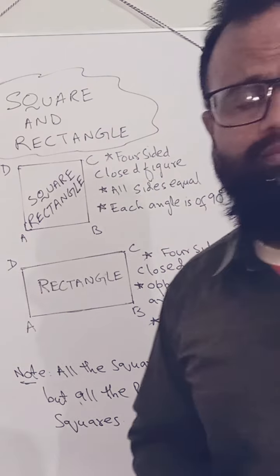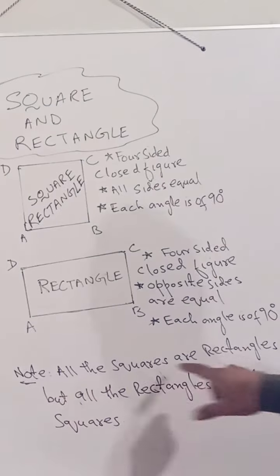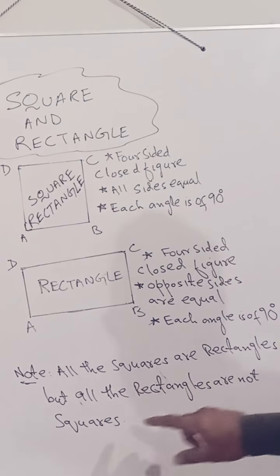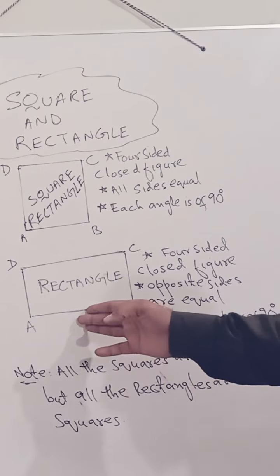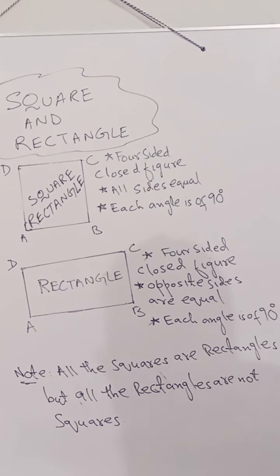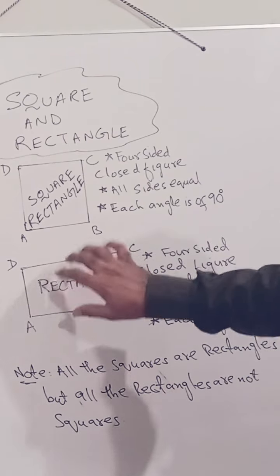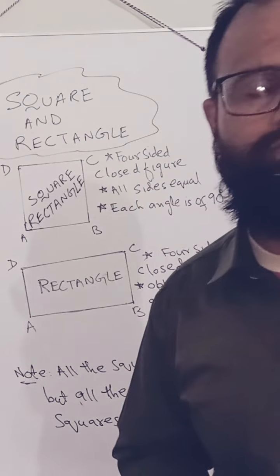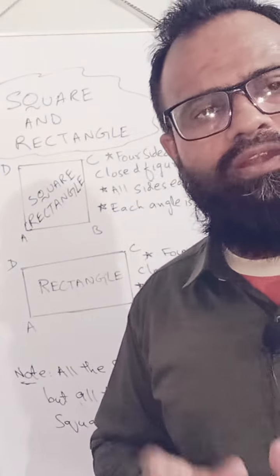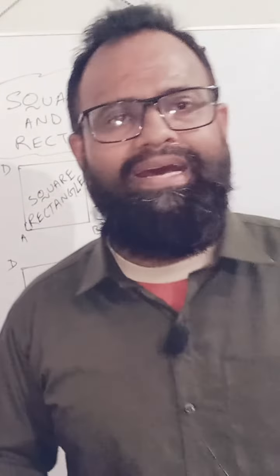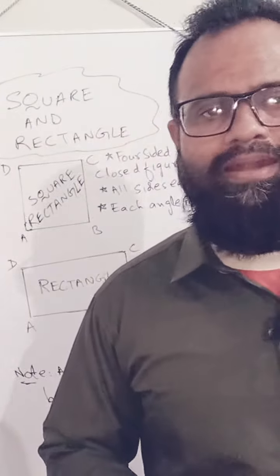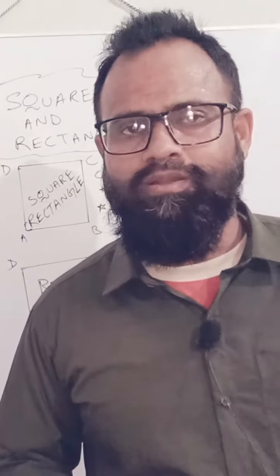So we can say that all squares are rectangles, but all rectangles are not squares. In a rectangle, if you consider, the lengths of all the sides are not equal. So students, it is noted that all squares are rectangles, but all rectangles are not squares.